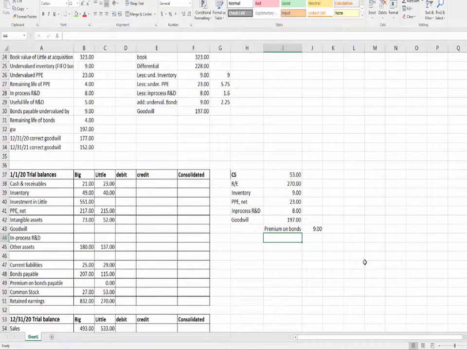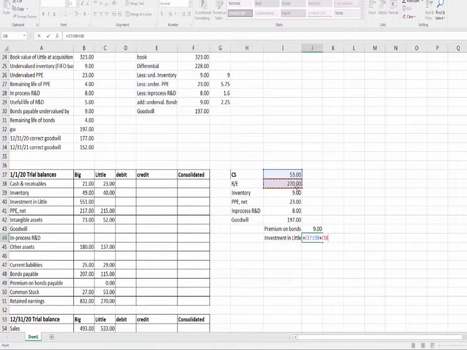And that is our beginning of year investment in Little. So I'm just going to go ahead and confirm that. And sort of a check figure built into this. That plus that plus that plus that plus that plus that plus that minus that is 551. Okay, now we need to go ahead and post this to the worksheet.